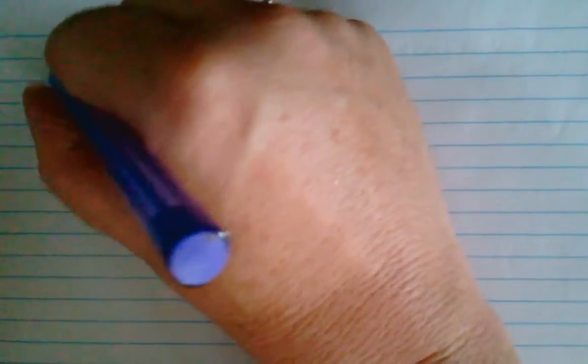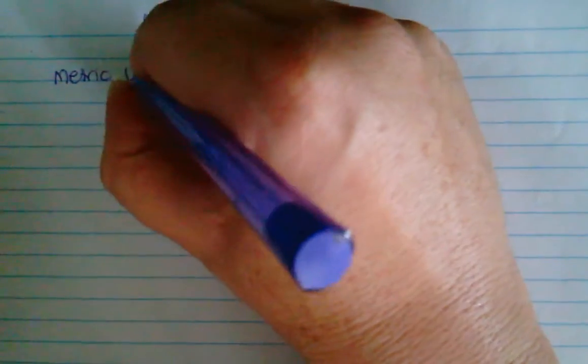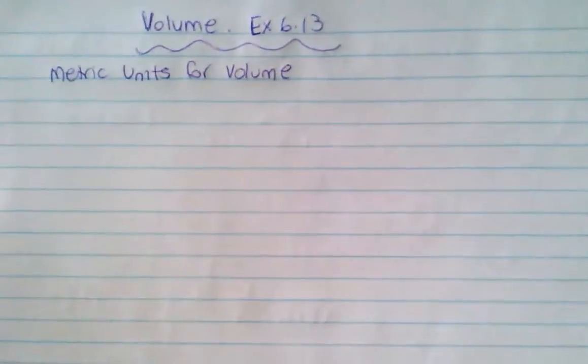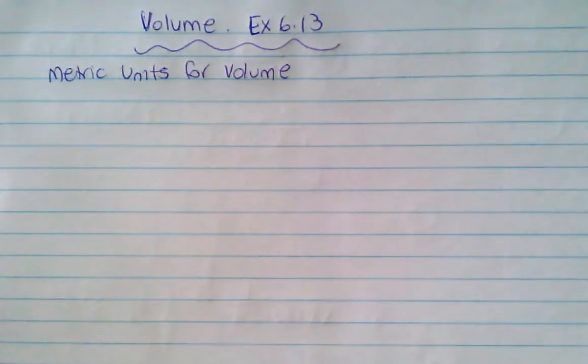This is exercise 6.13, volume. The first thing we're going to do is metric units for volume. Now, we've already looked at metric units or conversions for length and area, and volume is very, very similar.